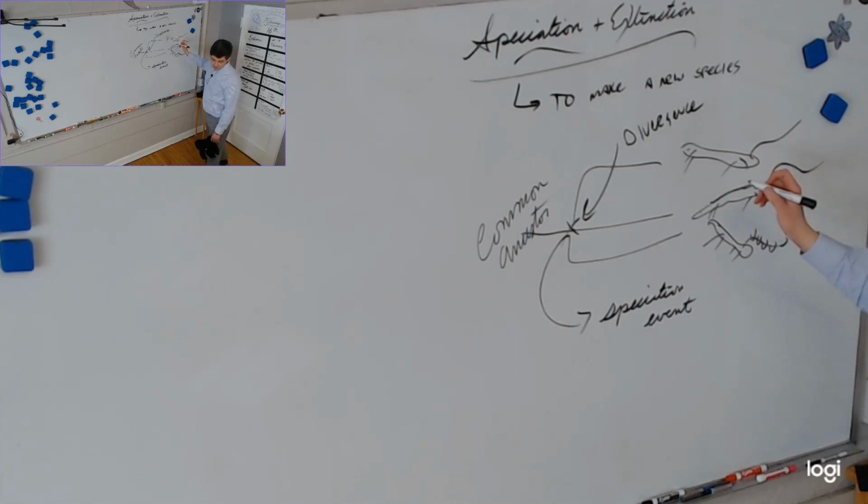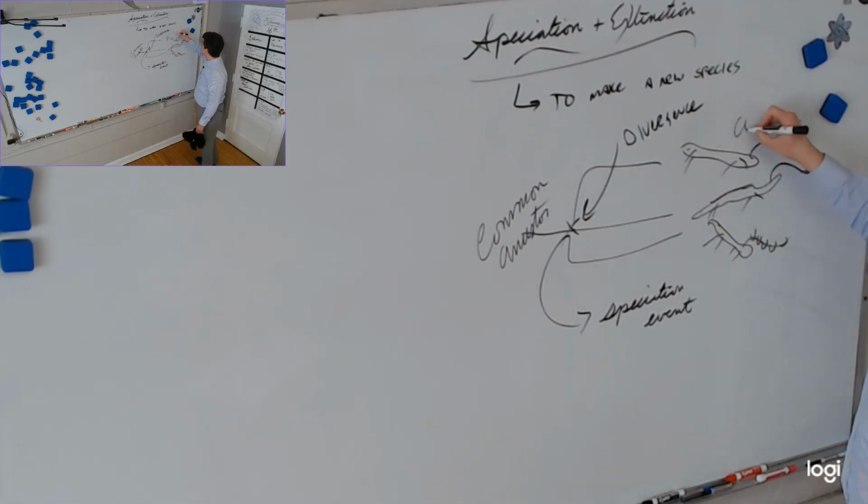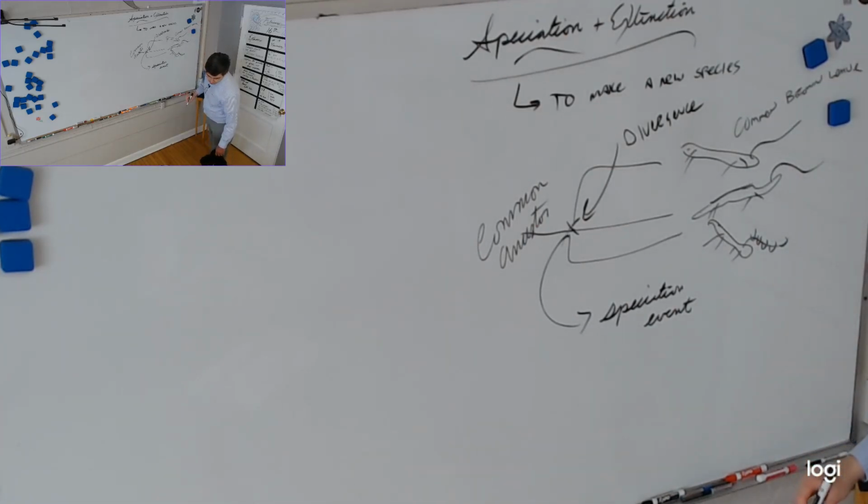The names of these, if you want to look them up sometime, are common brown lemur. This is a very good drawing of that. Common brown lemur. Red-tailed lemur. Does it say red-bellied? Yeah, red-bellied lemur, sorry.